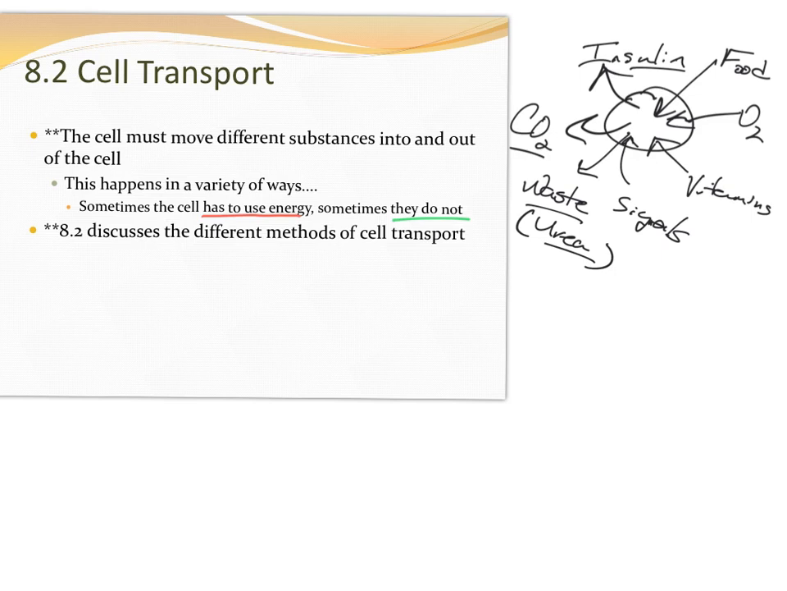So discuss the different methods of cell transport. These are our goals for today. We're going to talk about the variety of ways we transport things in and out of the cell. These are just some of the reasons that we have to transport things across the cell. There are many other reasons. And then we have to talk about how we do that. And that's what we're going to do today.